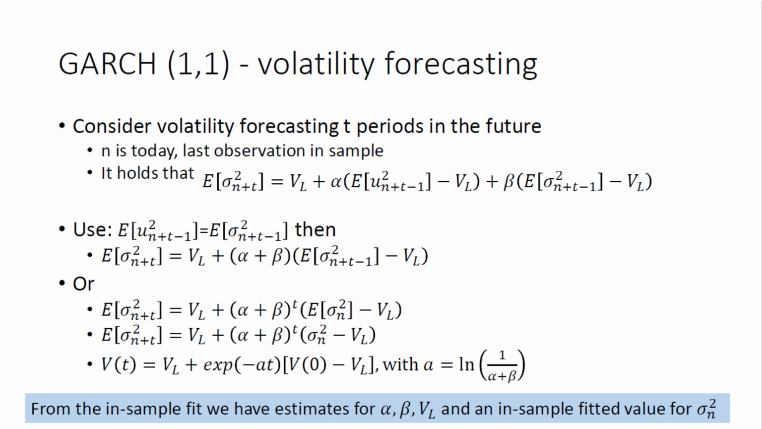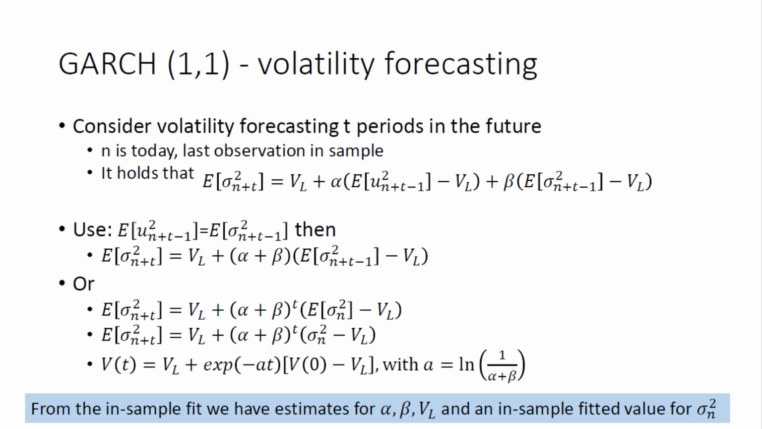This equation very often is rephrased. So the expected value of the daily variance t periods out of sample is denoted with the capital V and then between parentheses t. It's equal to the unconditional long-term variance, the VL, plus the exponent to the power minus a times t, times the daily variance at time 0, that's the last one known, that's the sigma n squared, minus the unconditional long-term variance, the VL, and then in rewriting this, the a is simply the logarithm of 1 over alpha plus beta.